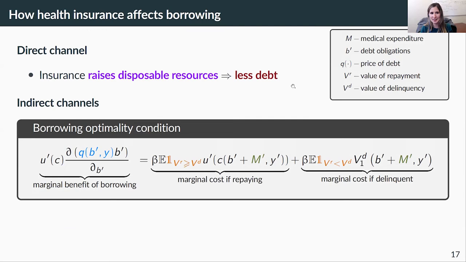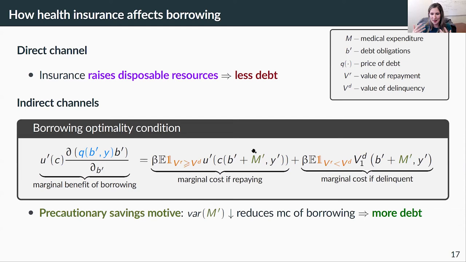Now, to see the other indirect channels, we're going to look at their first order condition. The left-hand side has the marginal benefit of borrowing. The right-hand side has the marginal cost of borrowing. Looking at the different components here, the cost of borrowing is what you have to give up in the future if you take out a loan today. And when we expand social insurance, that reduces the variability of these medical expenditure shocks, and that is going to lead to more debt overall. So households have less variability. They're less likely to end up in these places where there's a lot of curvature in their utility function. So that reduces their precautionary savings motive.